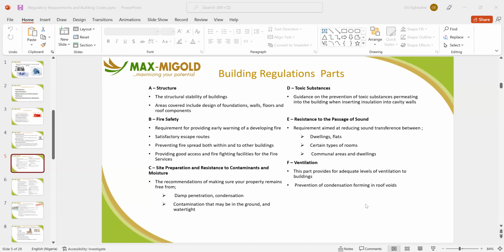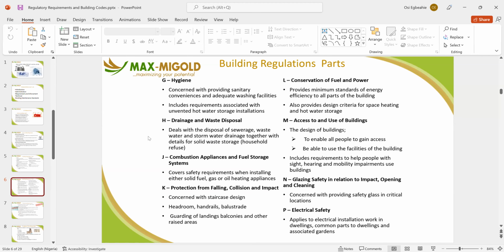They also look at the standard for ventilation. This part provides for adequate levels of ventilation to buildings and prevention of condensation forming in roof voids. Sometimes if you don't meet the minimal requirements in terms of condensation, it affects the building itself. And also ventilation: people will become a little uncomfortable when they stay in a building that is not properly ventilated. Another thing they look at is the hygiene of both the building and those that will be staying in it.